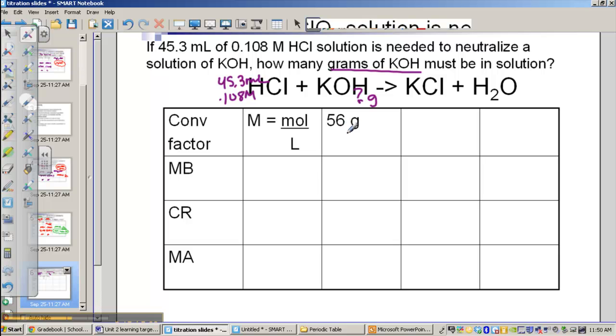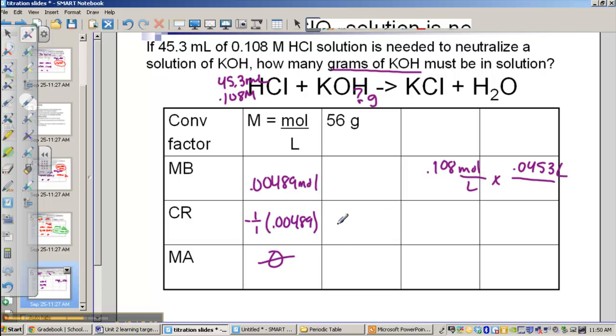And it's okay that this only has 2 sig figs, because when you look at a conversion factor, they have an infinite number of sig figs. So we're going to use our formula here to calculate moles. To do that, we do 0.108 moles per liter times 0.0453 liters, and that gives us 0.00489 moles.